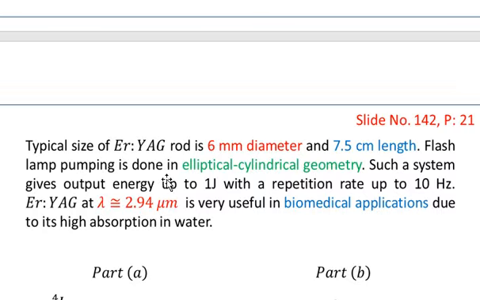Flash lamp pumping is done in elliptical cylindrical geometry. Such a system gives output energy up to 1 joule with a repetition rate of up to 10 Hz. Erbium YAG at a wavelength of 2.94 micron is very useful in biomedical applications due to its high absorption in water. So this was a brief introduction about the erbium YAG laser.